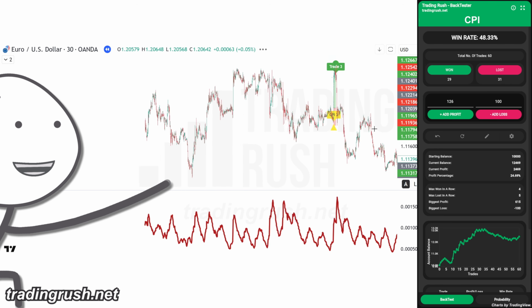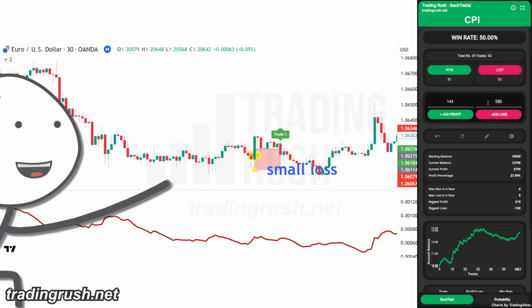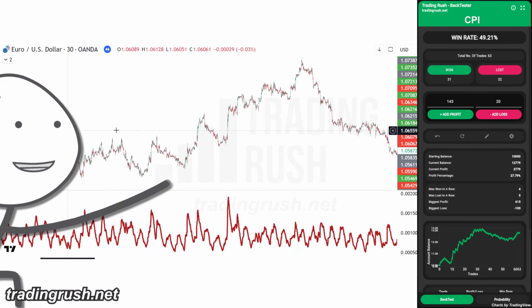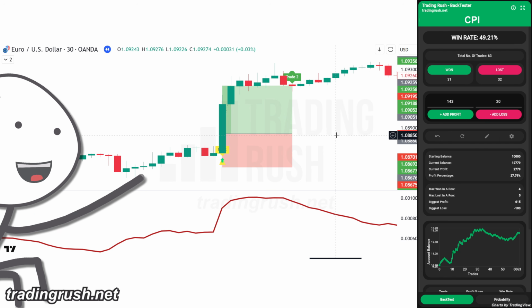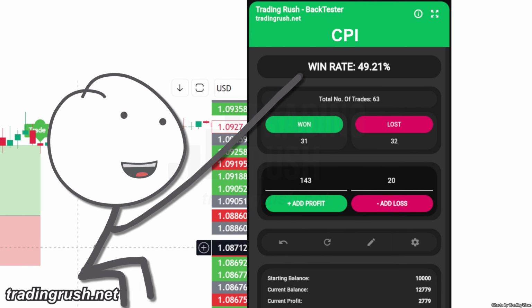Out of the 100 CPI setups I tested in the previous video, I found 63 setups this time, where the actual CPI data came in different from the forecast. This doesn't include setups where entry was not triggered or the profit was at break even. The win rate I got after testing these setups was around 49%.